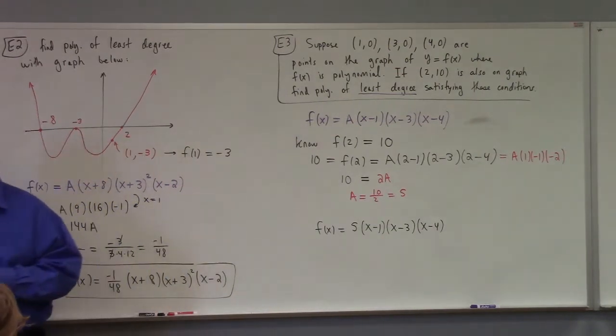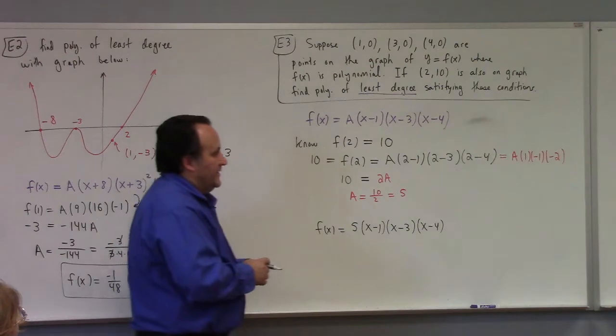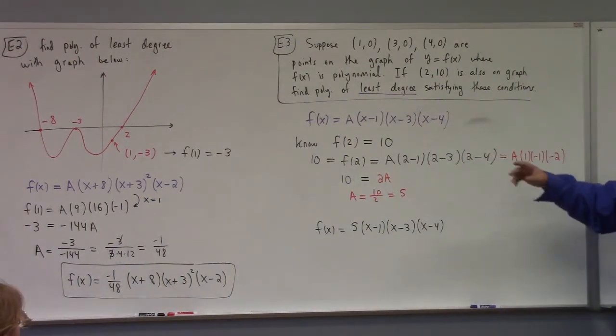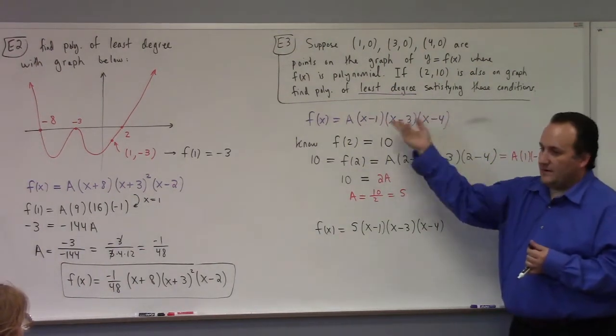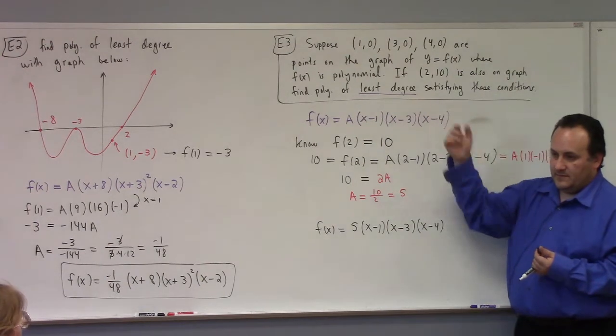How do we know there's no bouncing? Well, we're not given the graph, right? So we're not forced to bounce from the picture. And again, it's least degree, right? So if I put a square in any of these, it'd be degree 4 or higher. That wouldn't be the least degree.